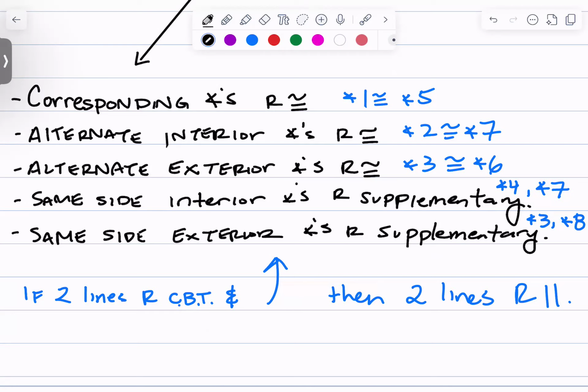So we only have five reasons, right? If two lines are cut by transversal and corresponding angles are congruent, alternate interior angles are congruent, alternate exterior angles are congruent, same side interior angles are supplementary, and same side exterior angles are supplementary, right? There's only five of them. Then the lines are parallel.